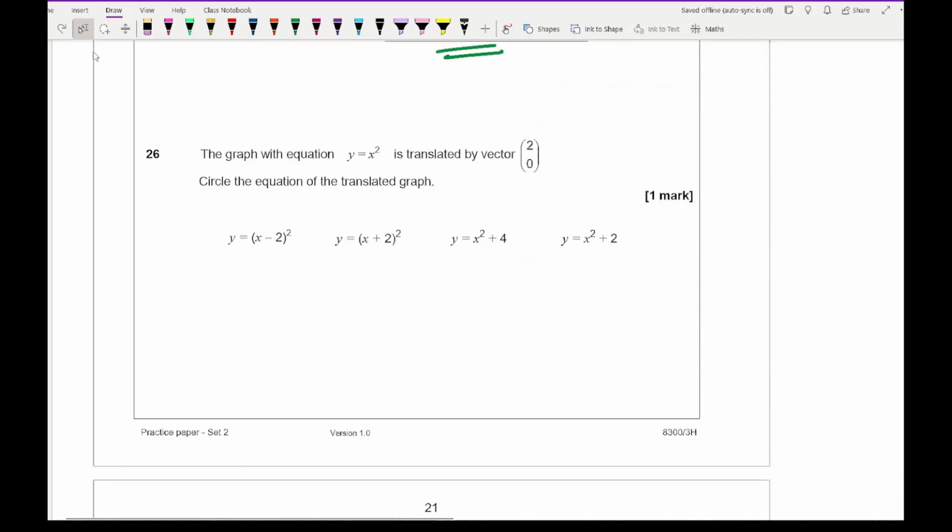The next question says that the graph with the equation of y equals x squared is translated by the vector of 2, 0. Circle the equation of the translated graph. So for this, when you are moving it 2 to the right, you need to take away 2 from the x. So the correct answer is going to be our first option.